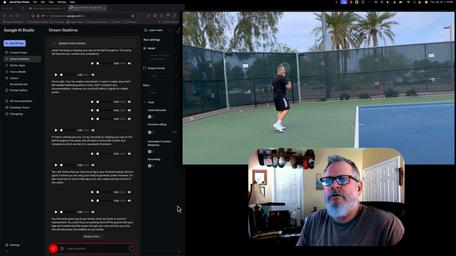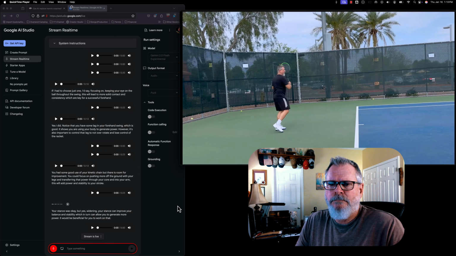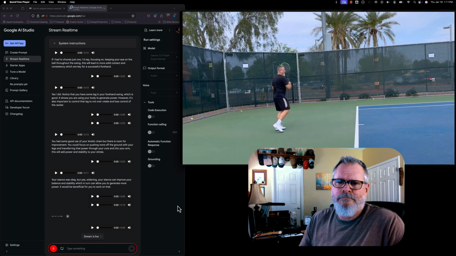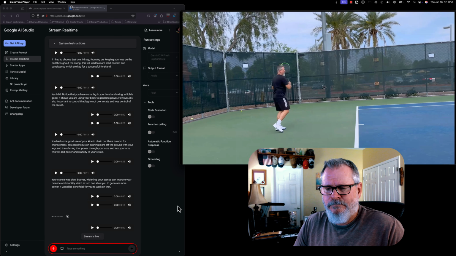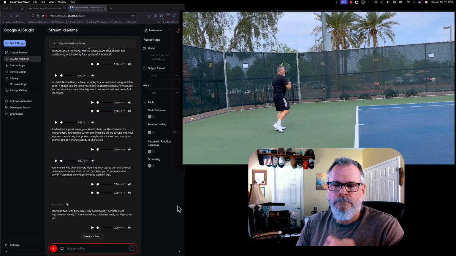Well, one of the things I noticed is I felt like I didn't really have a good wide stance. What do you think about that? Did I do okay? Your stance was okay, but yes, widening your stance can improve your balance and stability, which in turn can allow you to generate more power. It would be beneficial for you to work on that. And then what about how high my take back is? Is that important or am I okay? Your takeback was generally okay, but keeping it consistent can improve your timing. Try to avoid taking the racket back too high or too low.